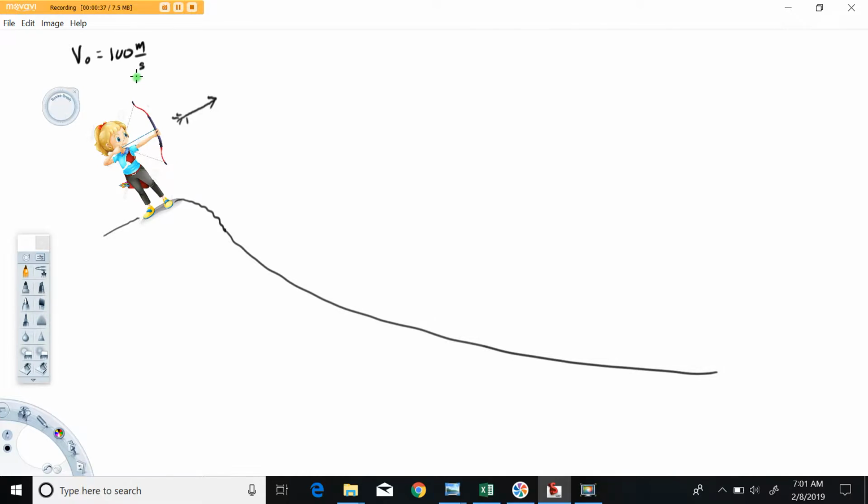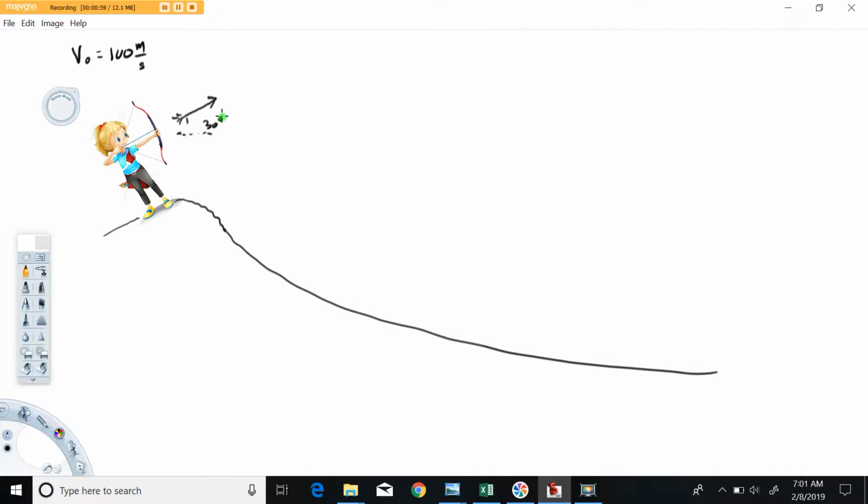Now, that's a pretty fast bow. It is very doubtful that Susie could draw a bow back that would fire an arrow at that speed, but you know, it's conceivably possible. I just want to pick a nice easy number for the sake of this example. And we're going to imagine here that she fires that arrow in a direction 30 degrees from the horizontal.